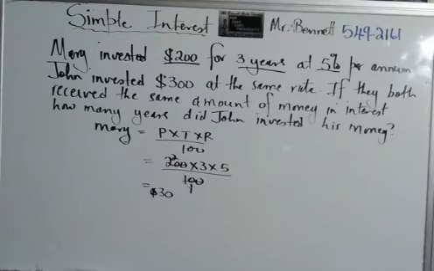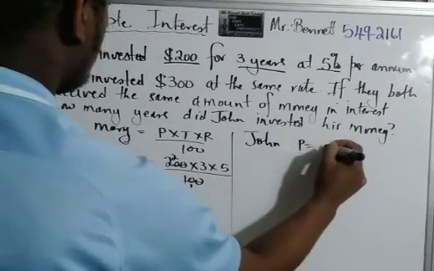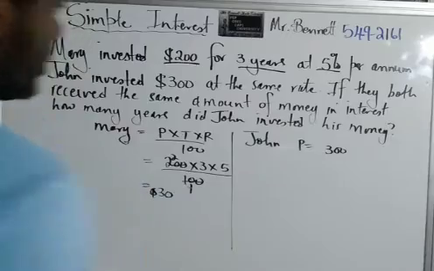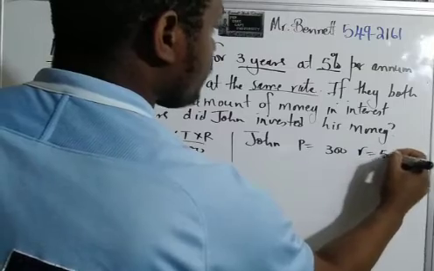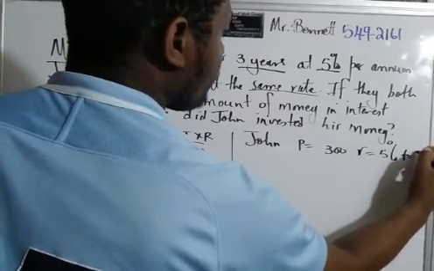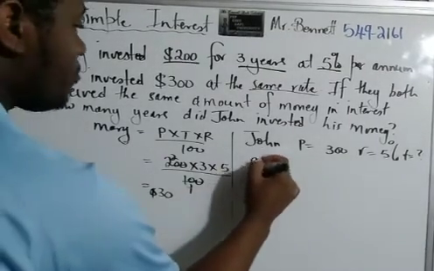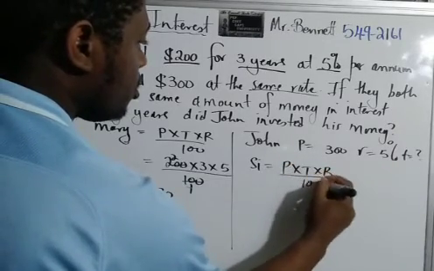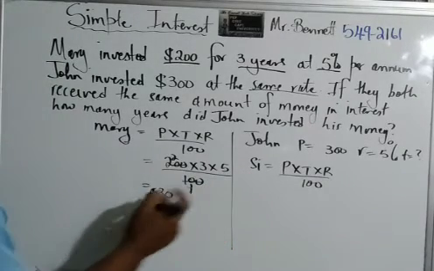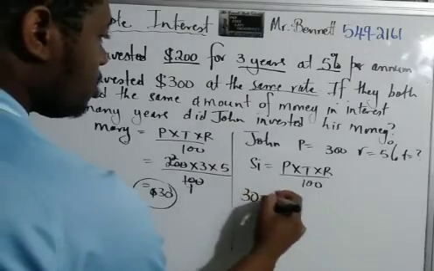So let us look at John. They say John invested $300, so John's principal would be $300. And they say the same rate, so the rate is 5%. And they ask us to find the time. We do not know the time, so let us put in what we know. We know that simple interest is equal to principal times time times rate. They gave us the simple interest, because they both got the same amount. So it would be $30 is equal to the principal.